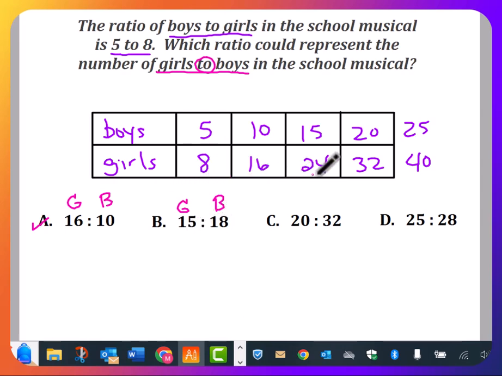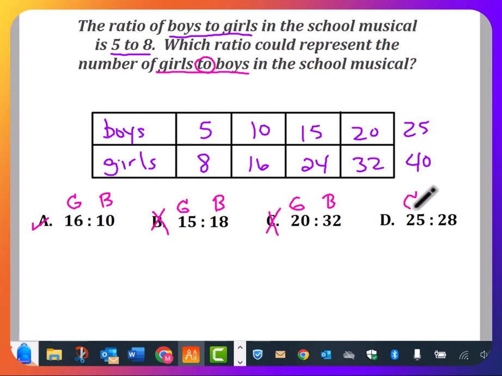Well, if I look on my girls, there is no 15. There's a 15 up here, but on the boys, but not for the girls. So that cannot be our answer. 20 girls to 32 boys. Well, if I come down here on my girls, there is no 20. So that one doesn't work.